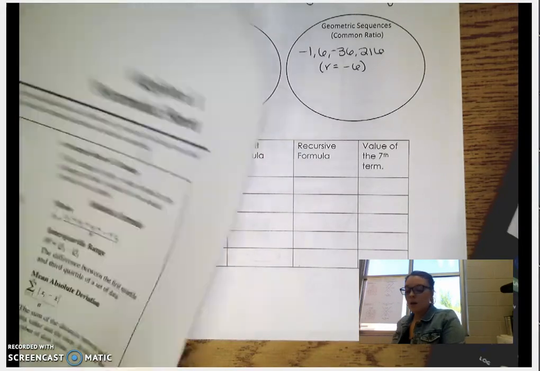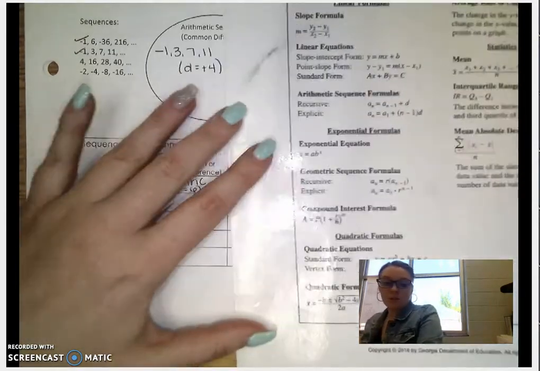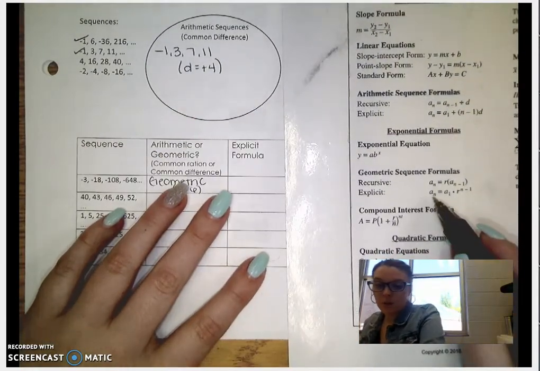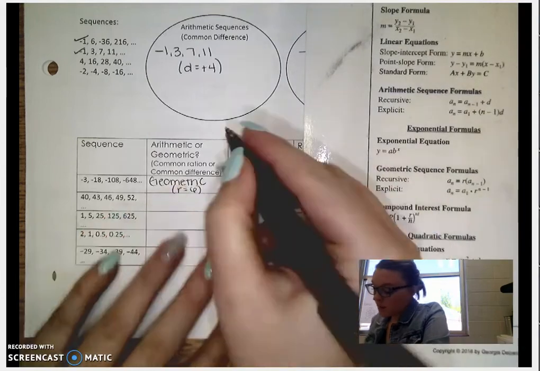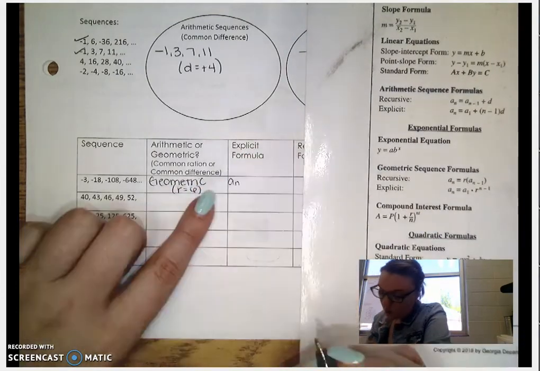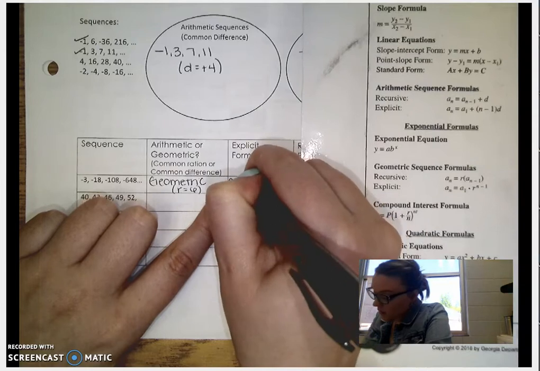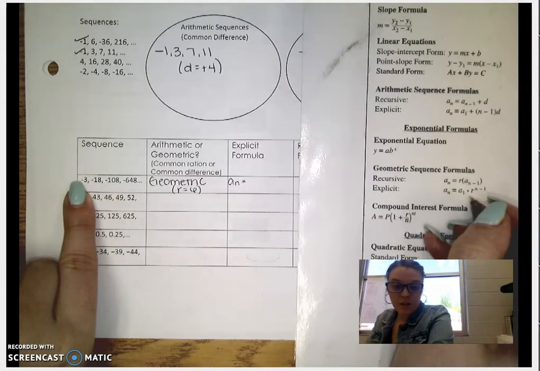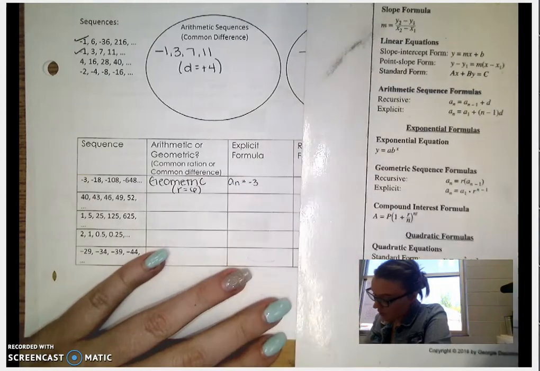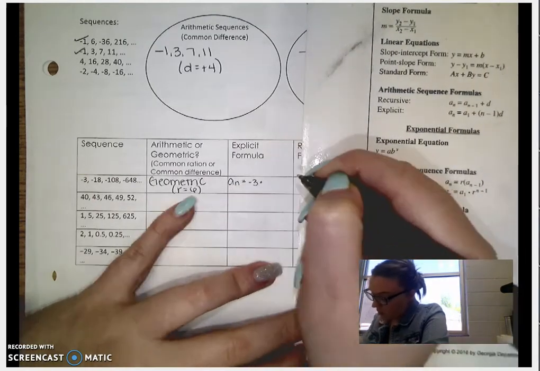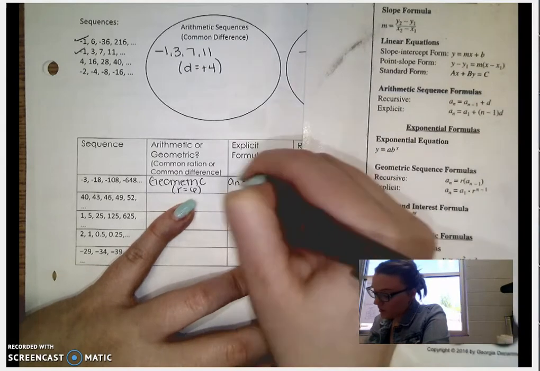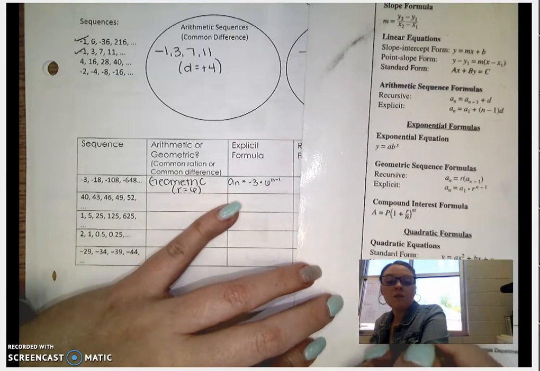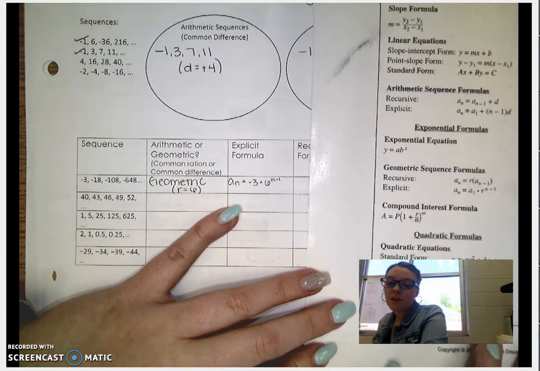So now I'm going to look at the geometric sequences side of here, and they want me to write the explicit formula. So the explicit formula is a sub n, or any term, is equal to a1, which is my first term, negative 3, times my r, which is 6, raised to the n minus 1 power. That's my explicit formula that is going to help me calculate any term.